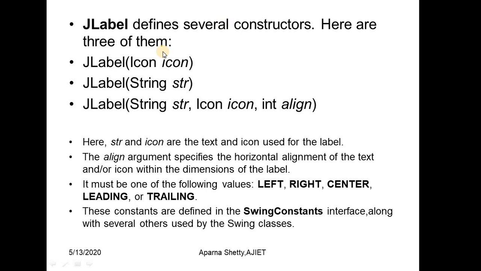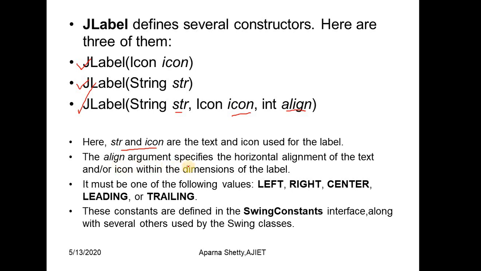So let us see the different JLabel constructors. We have 3 constructors. First one is JLabel, which takes an icon as a parameter. The next constructor will take a string as a parameter. The last constructor will take the string, icon and the alignment as parameters. Okay, so let us see what these parameters are. String and icon are the text and icon used for the label. What string and icon you want to use, you have to specify with this icon and string.